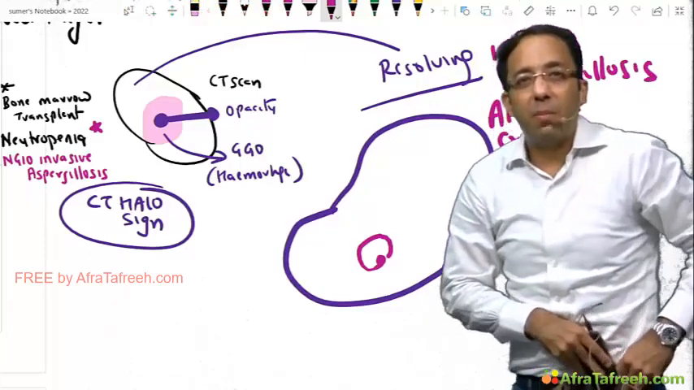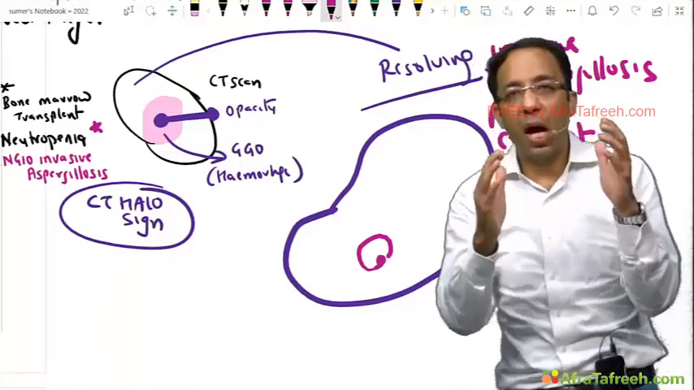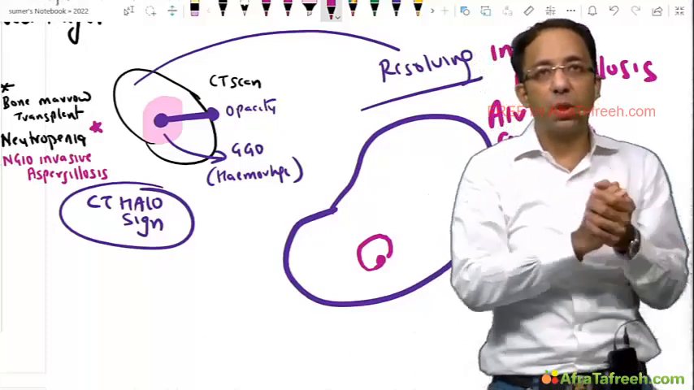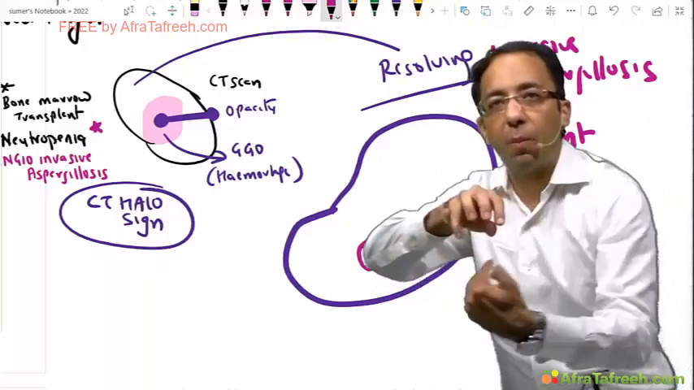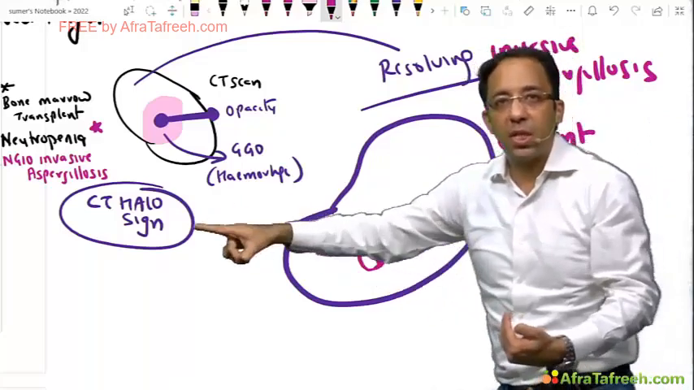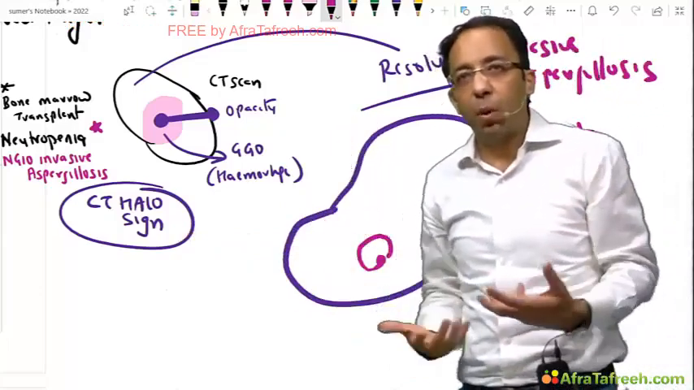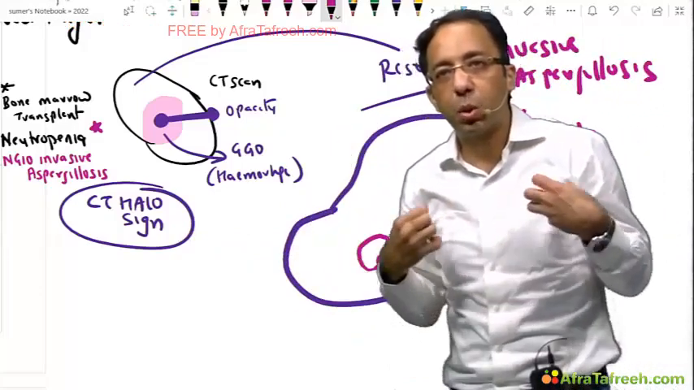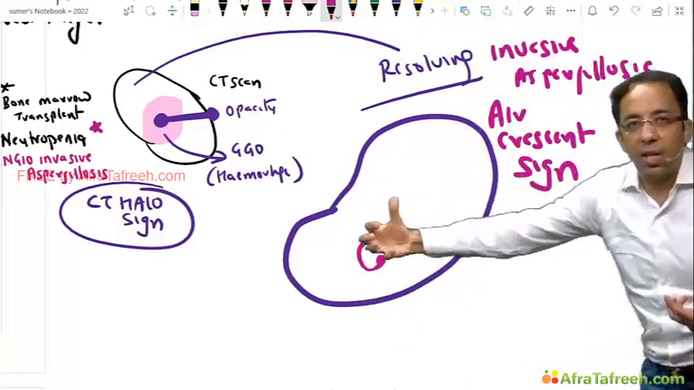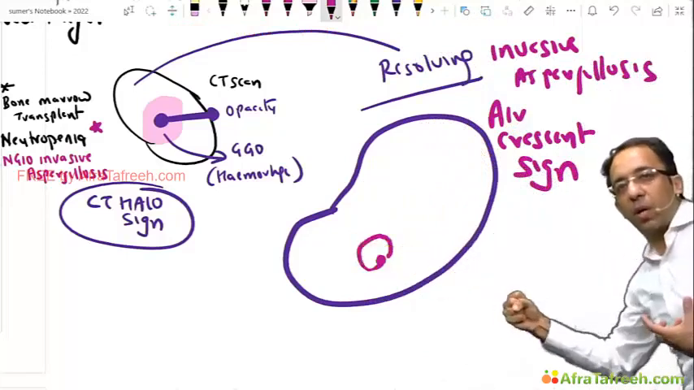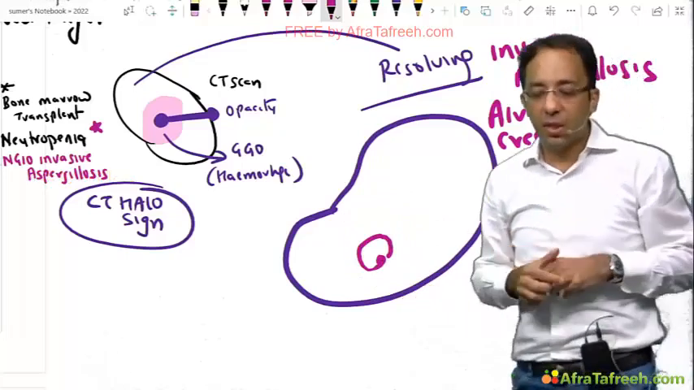So what happens is, in patients with bone marrow transplant, if you have neutropenia, you can have angioinvasive aspergillosis, which will show central consolidation surrounded by hemorrhage, which is called the CT halo sign. But when the transplanted bone marrow starts to work, neutrophils start to come back, then you have resolving aspergillosis, where the consolidation and the ground glass will retract, and there will be some hyperinflation surrounding it, which is called the air crescent sign.